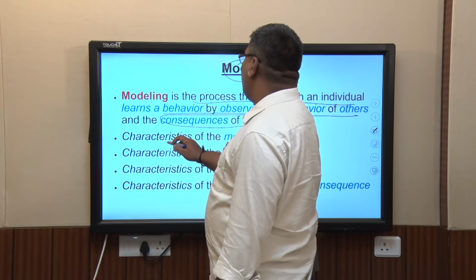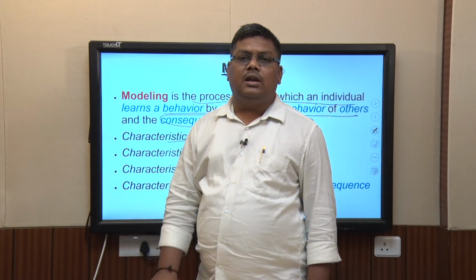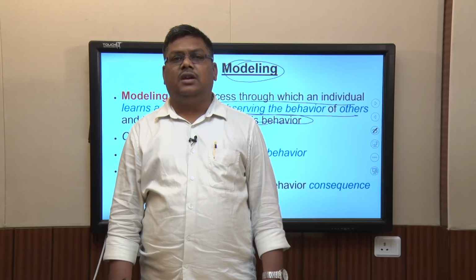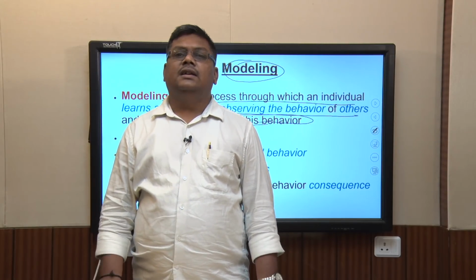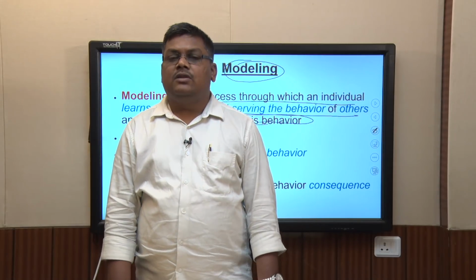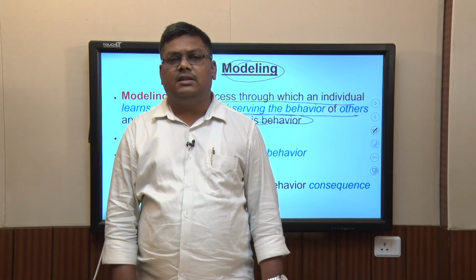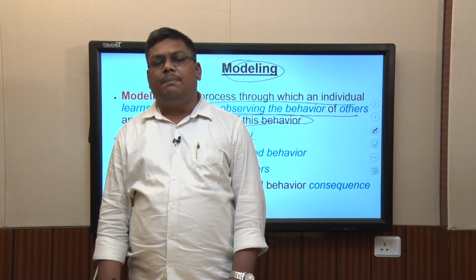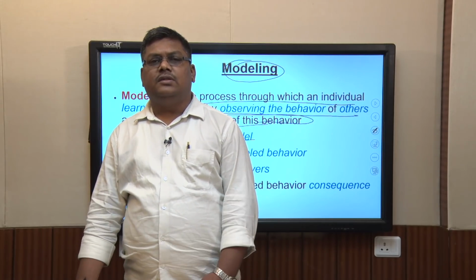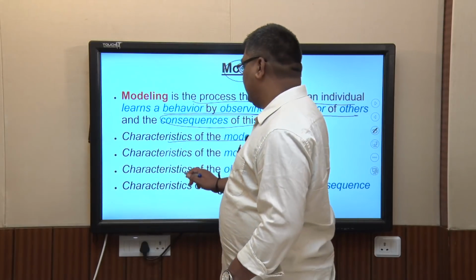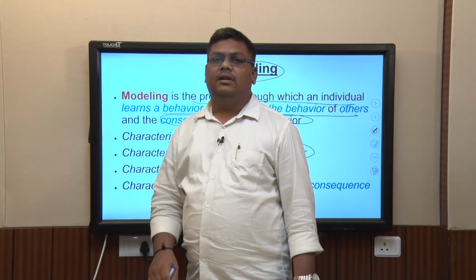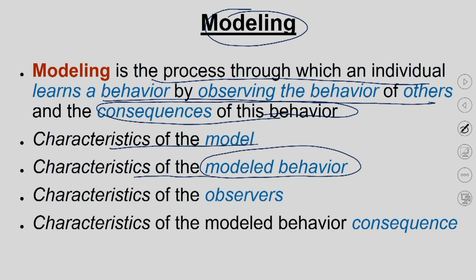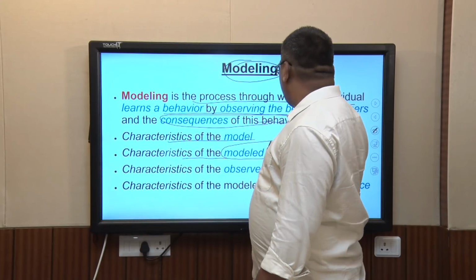Now, this modeling depends on four things. Characteristic of the model, how good the model is. If the model is not able to demonstrate the whole process of learning and the consequence out of it, the learning is very slow to happen. So, the better the model demonstrates this learning process, what happens after doing something and what is the consequence of it, the better the learning is going to happen. Characteristic of the model behavior: somebody who is actually demonstrating the behavior, how well this model behavior is.